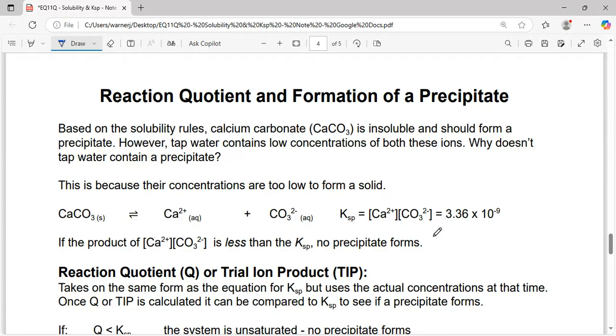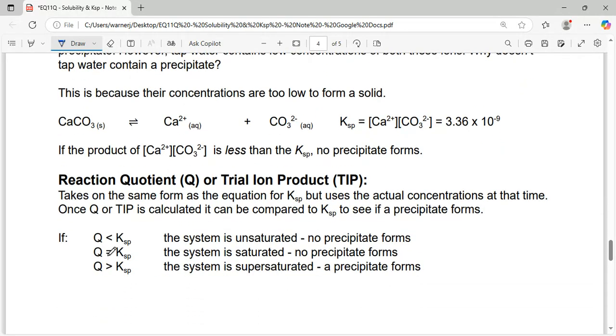So if we look at the ion concentrations, we can determine by comparing their product, at whatever concentration you're at, you might not be at equilibrium, but we can see whether, if this were at equilibrium, a precipitate would occur. And that's where reaction quotient Q, or as I said, our trial ion product, comes into play. So here's how we do it. Q is set up the exact same way as KSP. Same setup.